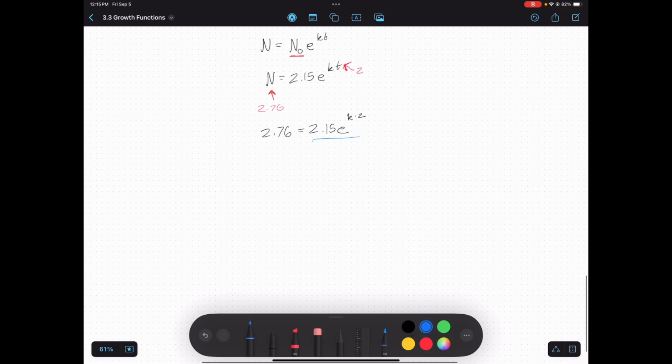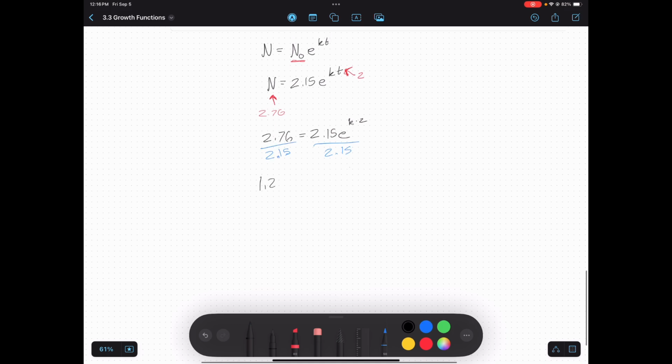I'll go and divide by 2.15. I get 1.28372. I'm going to stop there because my next digit's a 0, equals e to the 2k. Once again, how do I solve for a variable in the exponent? This is where I'm going to pull out my natural log again. So I'm going to natural log that, and I'm going to natural log that. Natural log of 1.28372, that requires a calculator. But over on the other side, the natural log and the e cancel. And I'm left with just 2k.